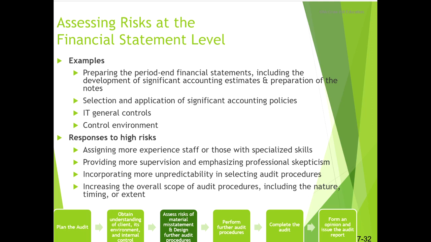For example, changing up the thresholds we might look at. Let's say for a given account, we might look for purchases over $1 million. Well, maybe this year we'll look at purchases that are over $750,000, right? Change up the threshold to see if the firms are trying to sneak things in that are just below our threshold. So we can be more unpredictable in that way. And then just increasing the nature, timing, and extent of the audit procedures, right? Those are all the responses from the audit team if there are high risks at that financial statement level.